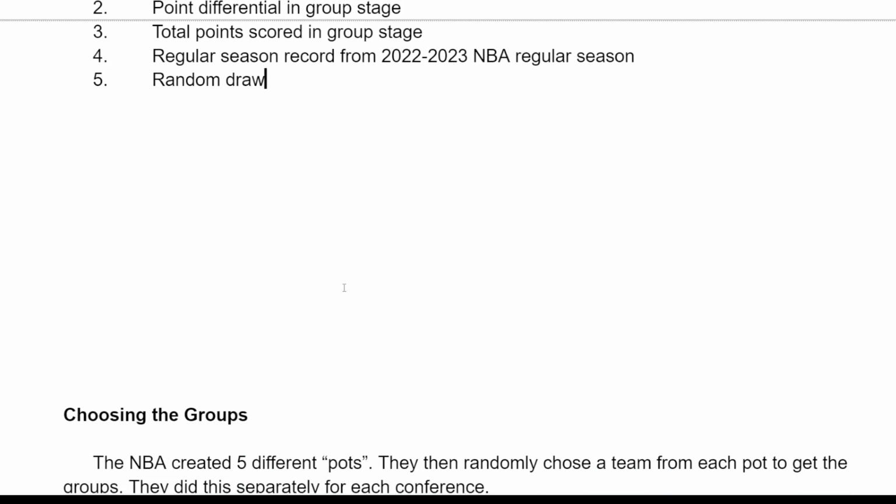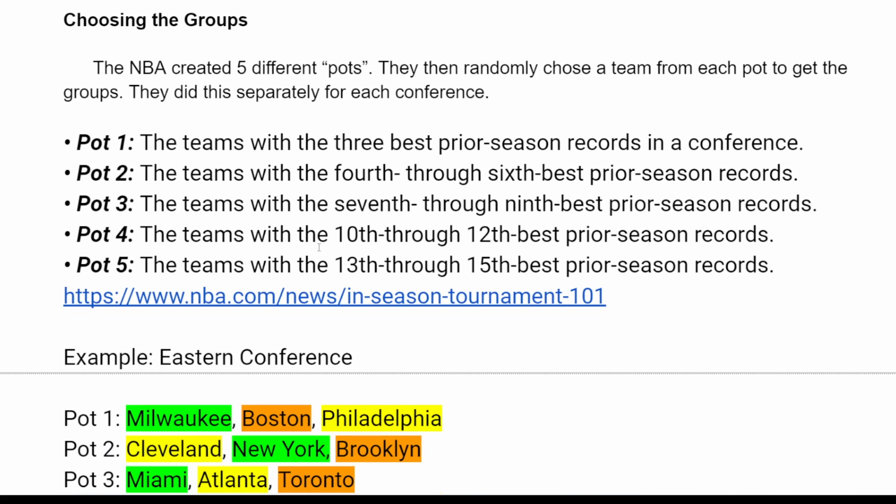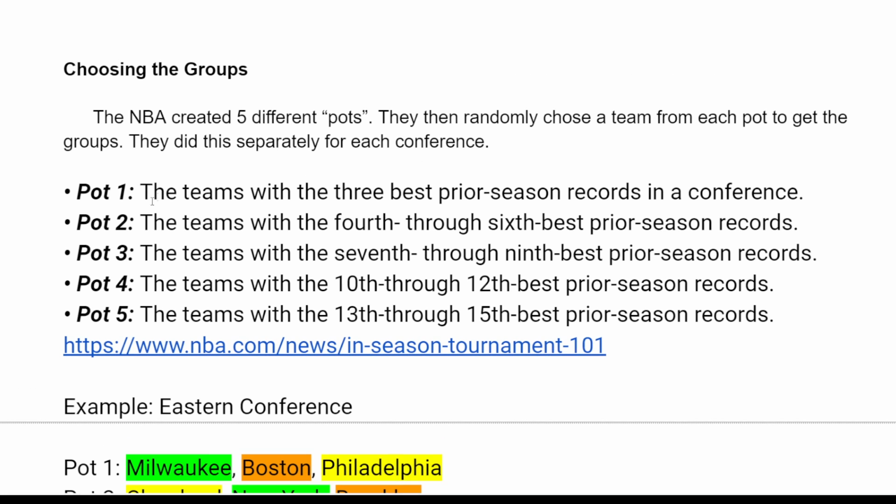So now what I wanted to do is talk about how did they choose the groups, right, in the group stage. So this is kind of interesting. The NBA, they created 5 different pots, they call it. They randomly chose a team from each pot to get to the groups. So they did this separately for each conference, okay? So here's how it works. Pot 1, they took teams that were the top 3 in the previous season in their conference. Then they took the 4th through 6th, and then 7th through 9th, and whatever like that.